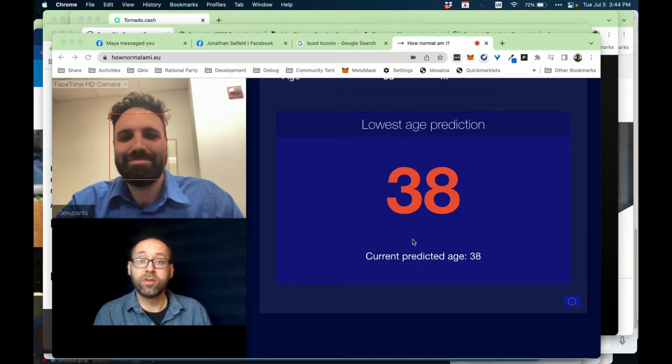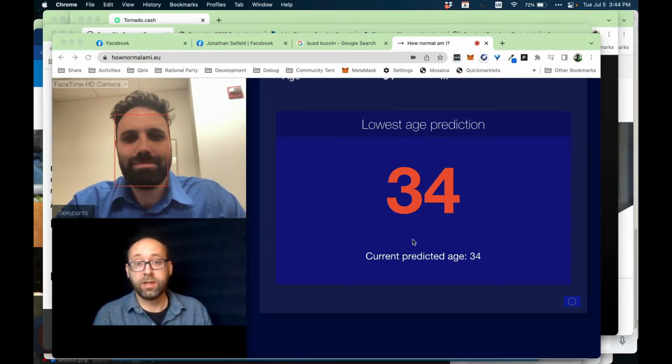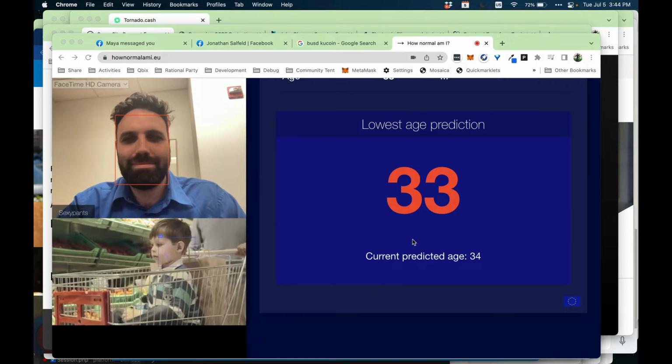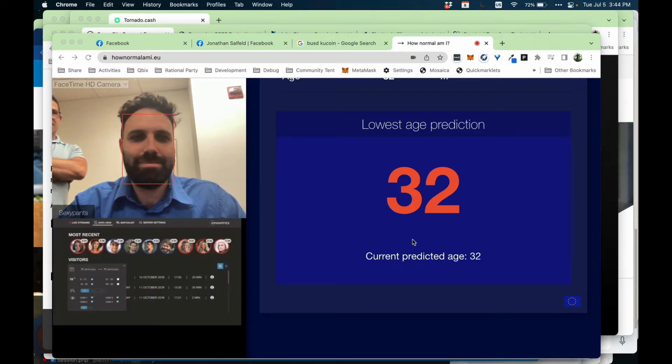Next, let's look at an algorithm that's designed to judge your age. And what you'll see here, as well as with many others, is that if you move your head around, you'll be able to influence the outcome quite a bit. Some stores use these algorithms to learn more about their visitors.